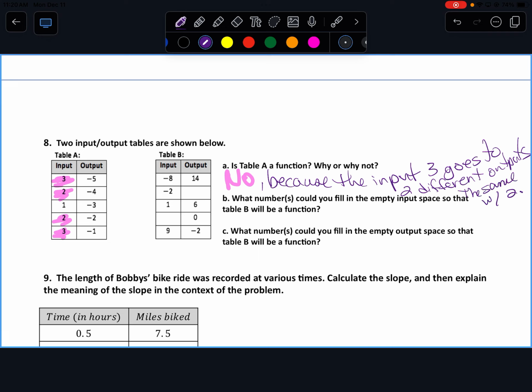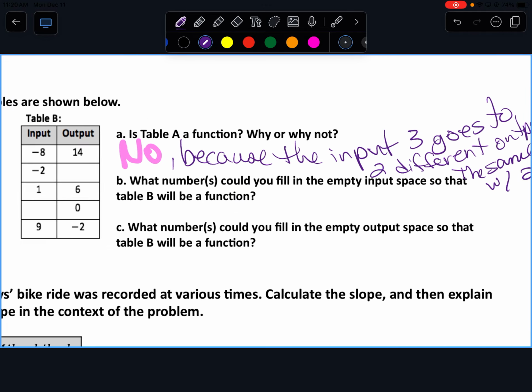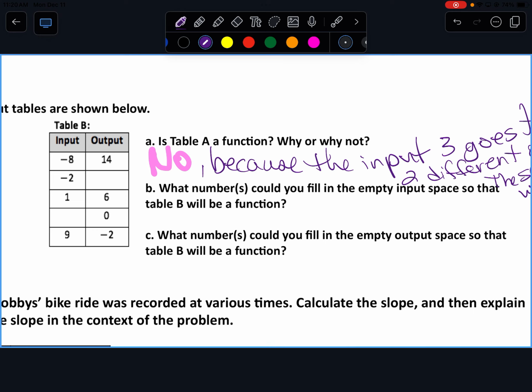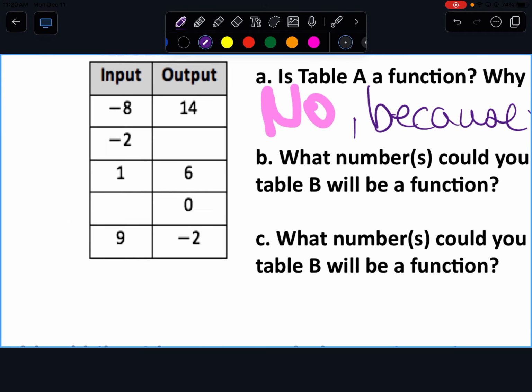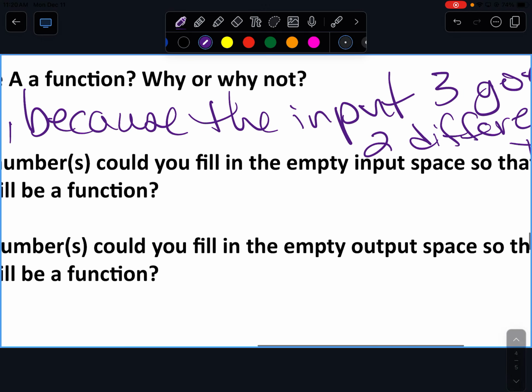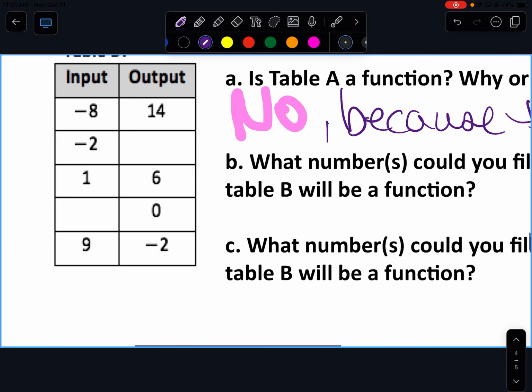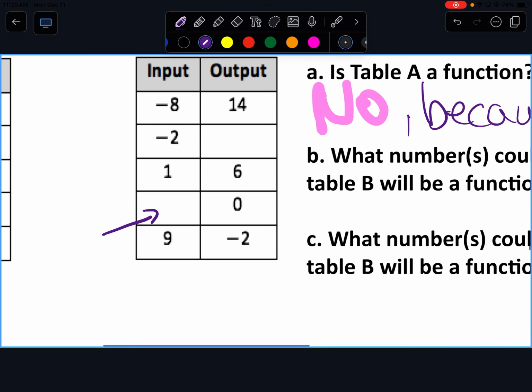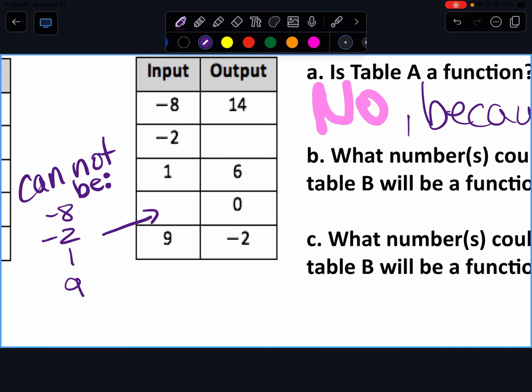Okay, what number or numbers could you fill in the empty space so that table B would be a function? So, table B. Okay, input. So we're looking at this. So in order for this to be a function, it can't be -8, it can't be -2, it can't be 1, and it can't be 9. Cannot be these numbers right here. It can be anything else.